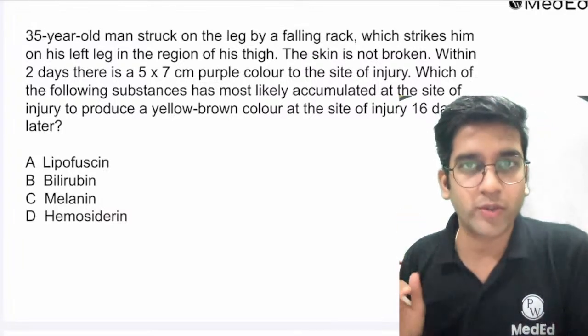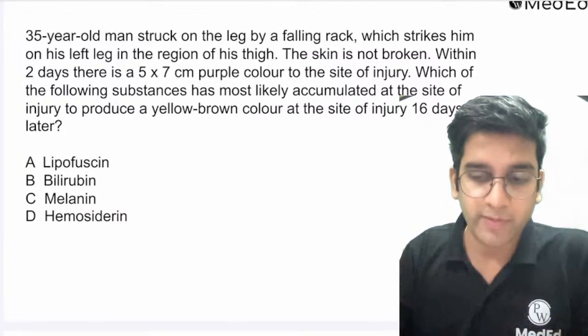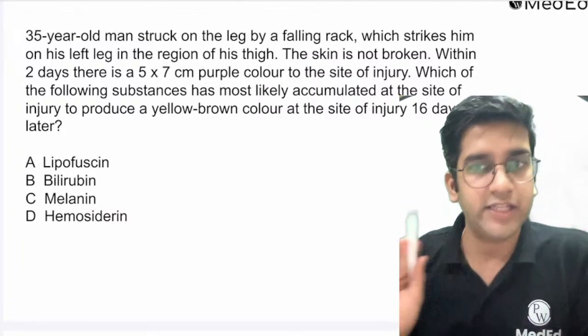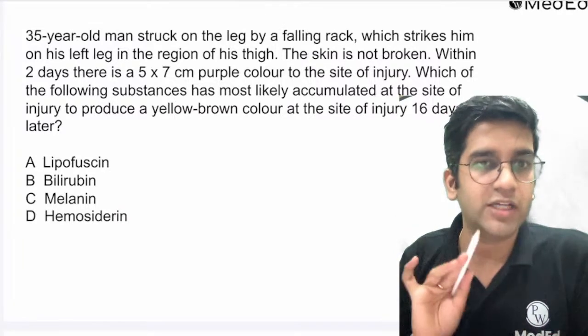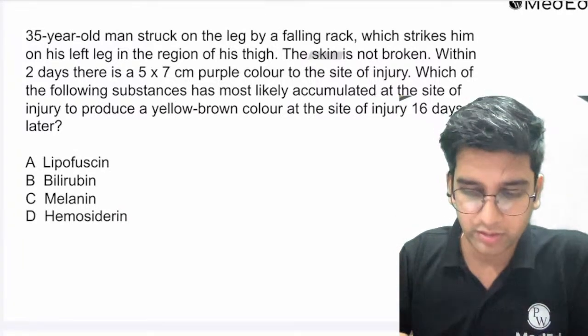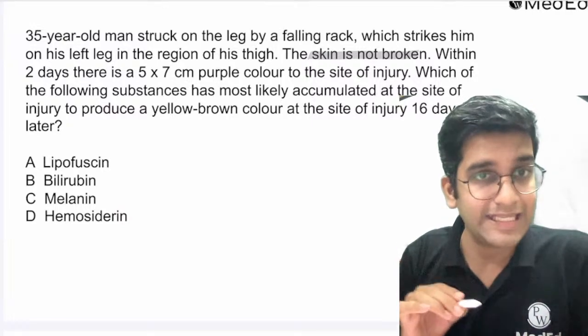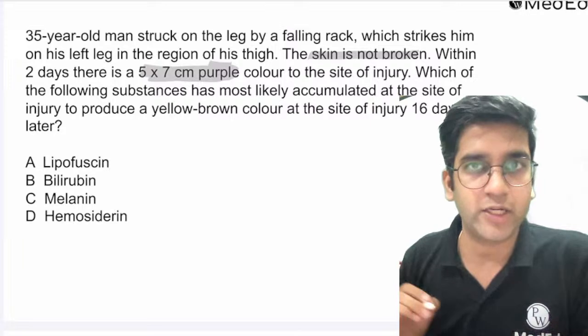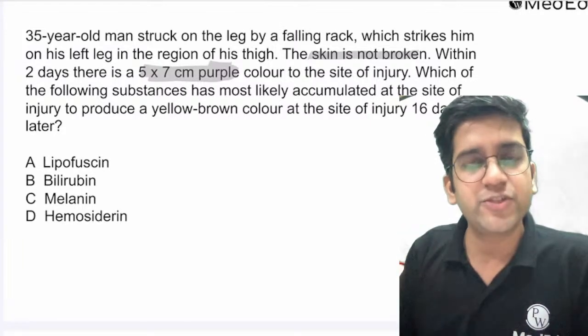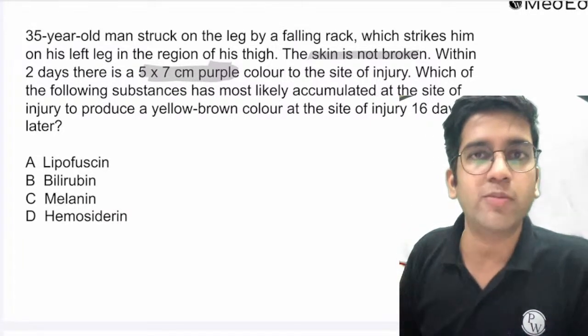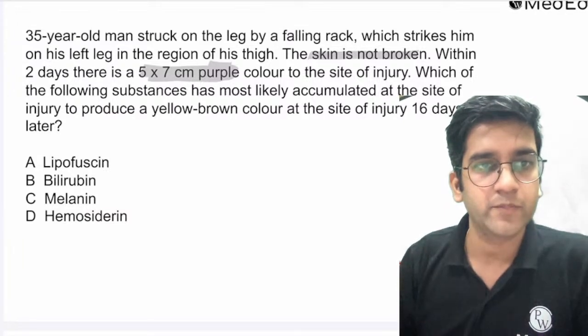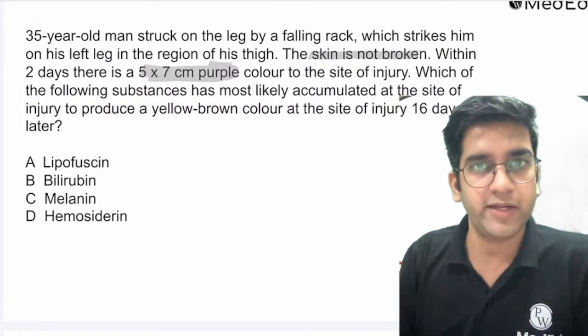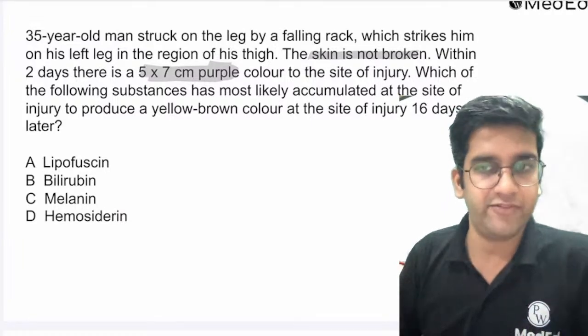Okay, let's read through the question and please see where you made a mistake. A 35-year-old had an injury which struck him on the leg. Skin is not broken, but at the same time, there's a 5 into 7 centimeter purple color at the site of injury. Am I right in saying that this patient has something like a hematoma formation? Is that statement right? Hematoma formation can definitely be there, right?